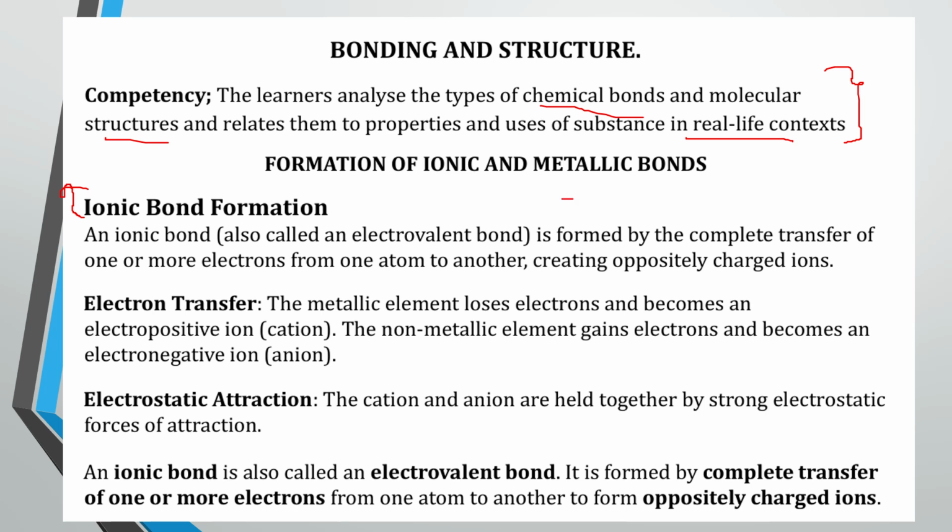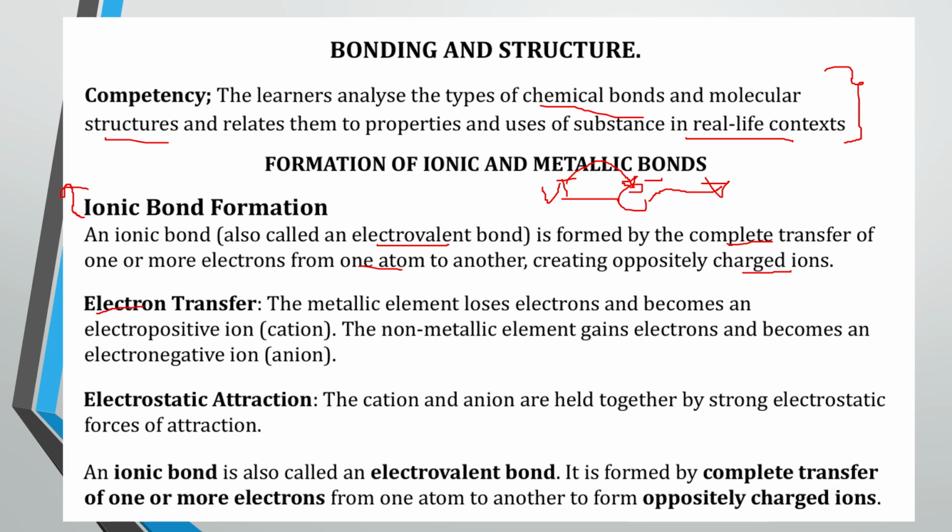That means that it's going to be a bond between a positively charged element together with a negatively charged element. And you'll say that an ionic bond is also the same as an electrovalent bond. So it's formed simply by complete transfer of electrons from one atom to another, creating oppositely charged ions. Like I said, it's the metal which donates electrons and becomes a cation, and then the one that accepts electrons becomes an anion.